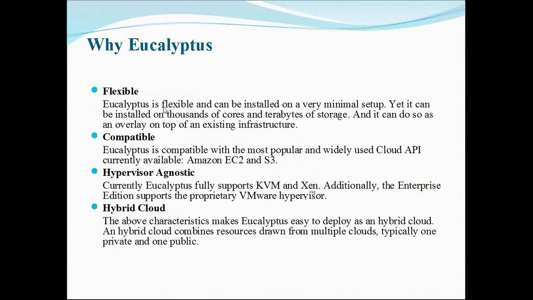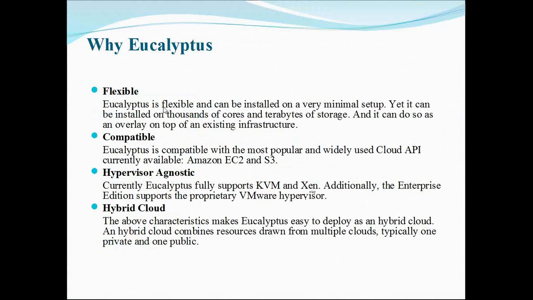Compatible. As I said earlier, Eucalyptus is compatible with the most popular, widely used cloud API. Eucalyptus has an agreement with AWS that it should have a compatible API. API is an application programming interface. Suppose you are trying to launch an instance; in the back end you are using an API written for launching instances. So the Eucalyptus APIs and AWS APIs are highly compatible.